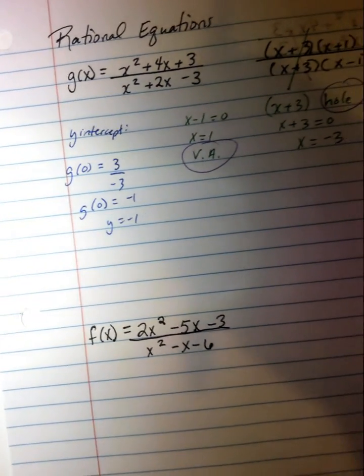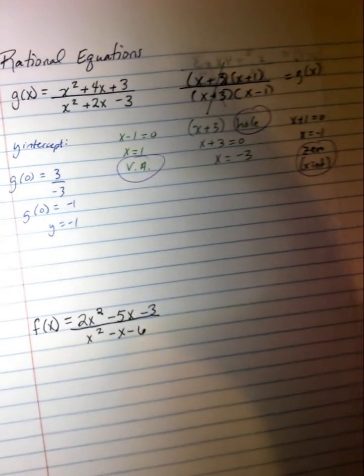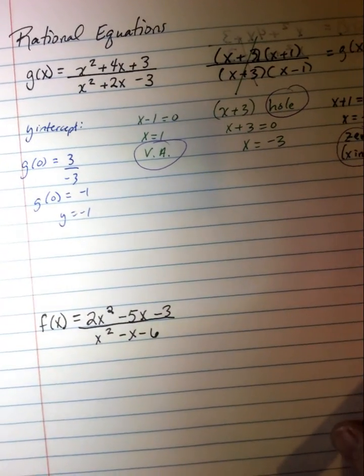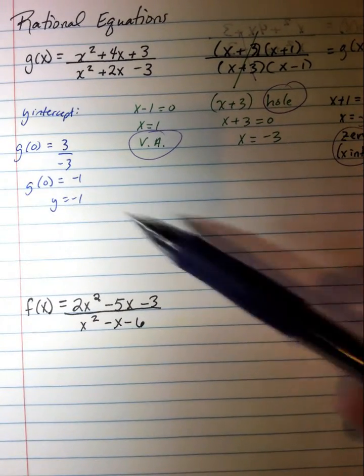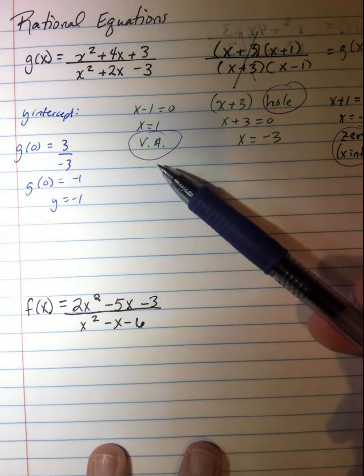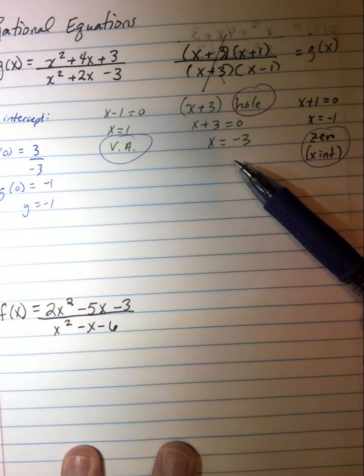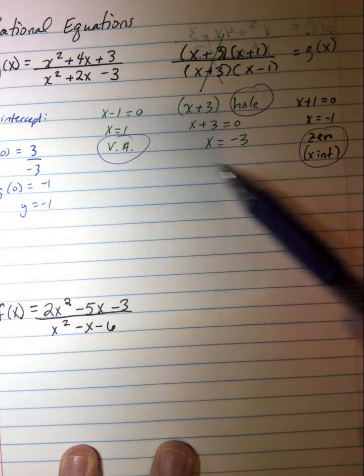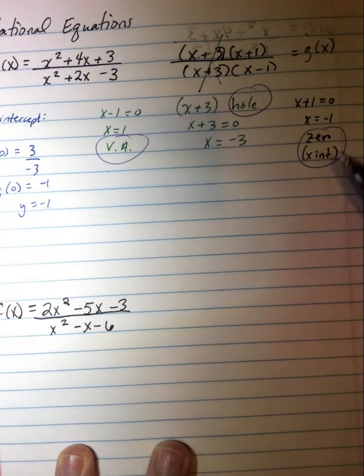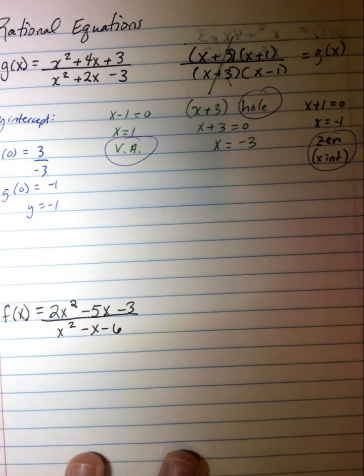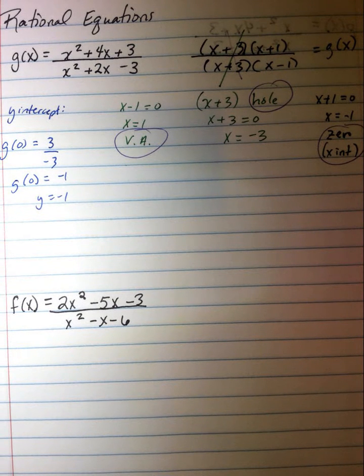So graphically now, you know some very important things. You know that this function has a y-intercept at negative 1, a vertical asymptote at 1, a hole at negative 3, x equals negative 3 and x is 1, and a 0 at x equals negative 1. How do we do this? Factoring. Factoring never goes away in a math class.